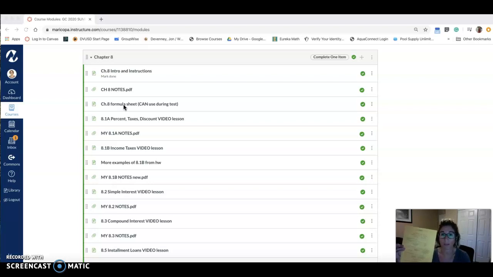Use it all the way throughout the chapter so you know how to use all of these different formulas for our test. You can use this formula sheet along with your 1 3x5 card, and then make sure that you have a calculator and you know how to input all the information in your calculator correctly. Okay, so these are the 3 things you'll be able to use for your Chapter 8 test.